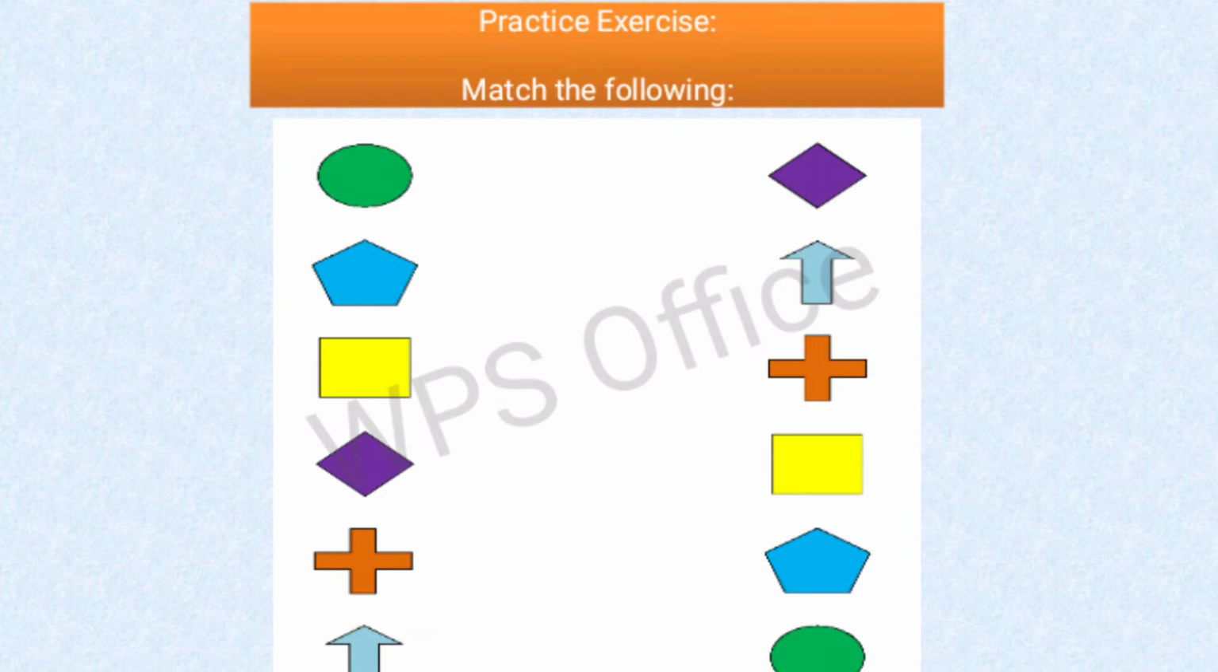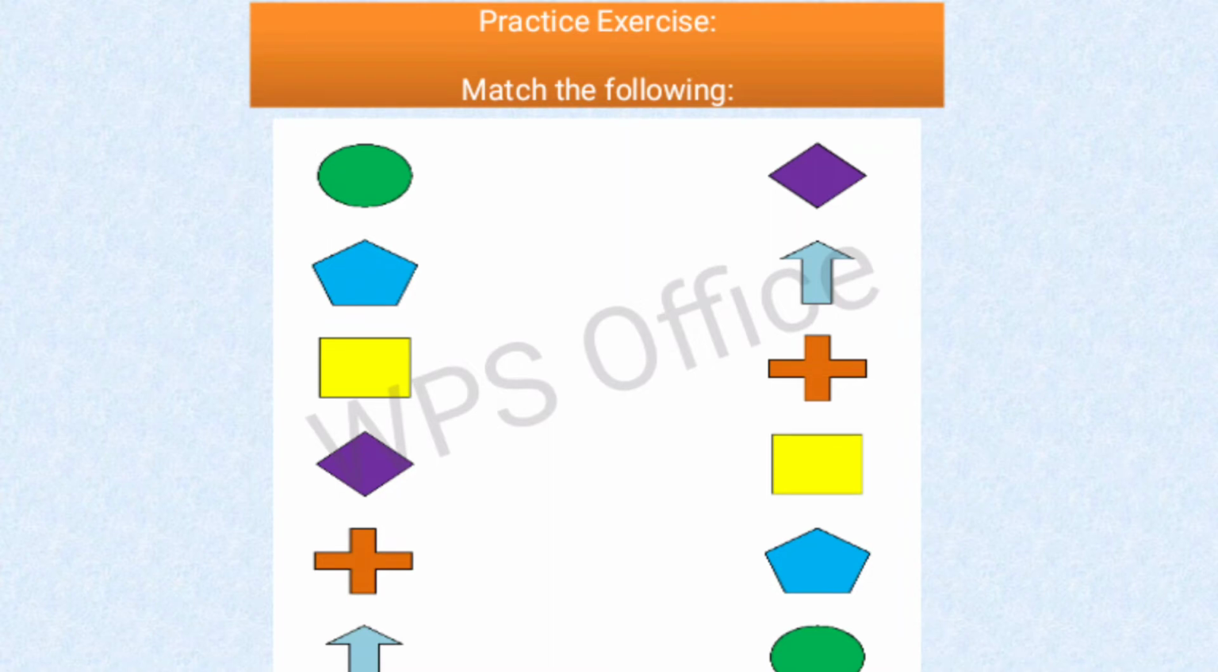Now, the third figure, that is a square in yellow color, will be matched with, yes, it will be matched with the fourth figure on the right hand side, that is the same yellow color square. Now the fourth figure, that is a kite in purple color, will be matched with the first object on the right hand side. Now let's see which figure will be matched with the orange color plus sign.